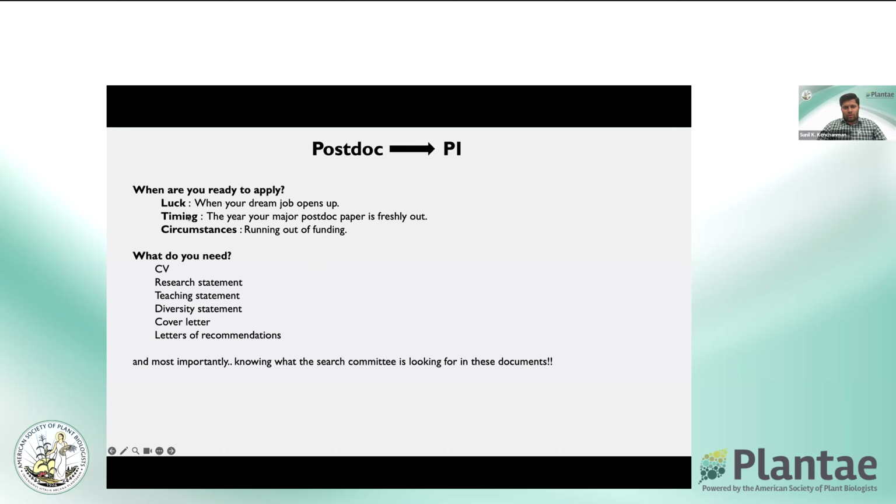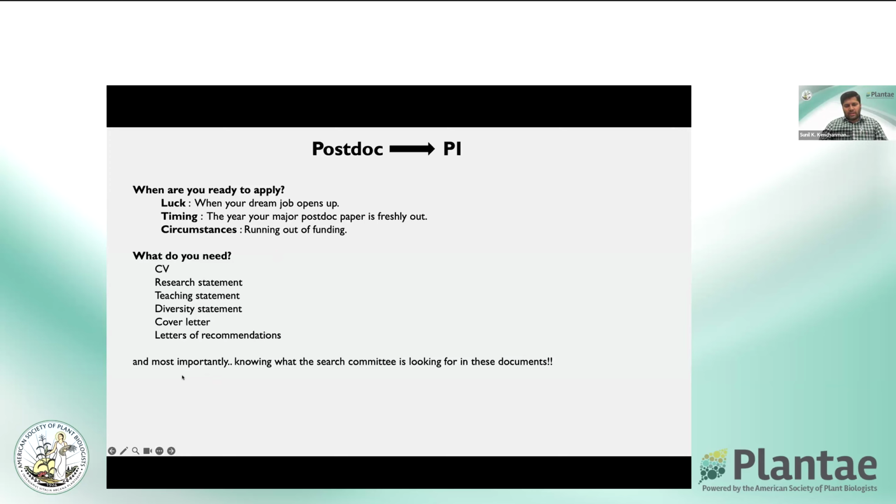But then also, Howard was mentioning about the timing. The year your major postdoc paper is freshly out, that's the best time for you to apply. So if you have a paper early in the year, so that job season in the fall will be your best time because you have your paper freshly out. And then he also mentioned some of the circumstances like running out of funding or other things can also factor in when you are ready to apply. And I won't go through in detail about what are the things that you need. Howard explained this really well.